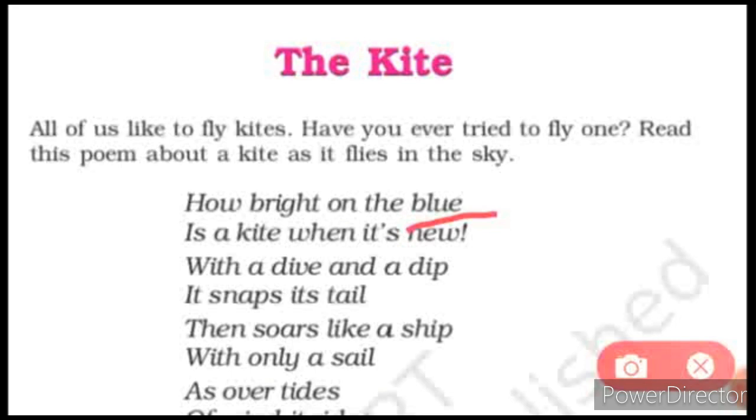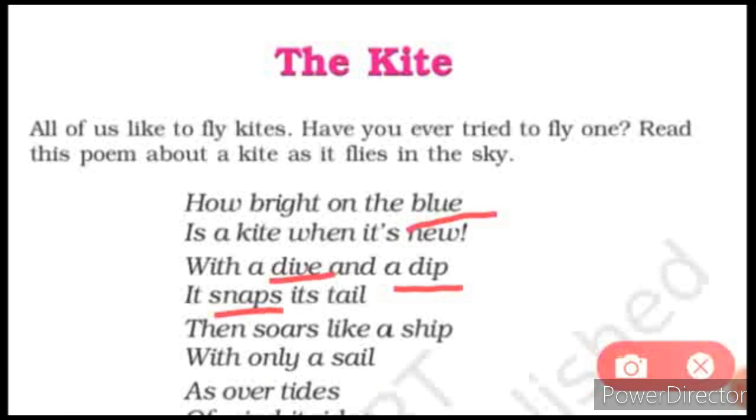With a dive and dip. What is the meaning of dive? Dive means to descend through air. And a dip. Dip means to lower and rise. It snaps its tail. The kite snaps its tail. Snaps means it gives a sharp sound. The kite produces a sharp sound.